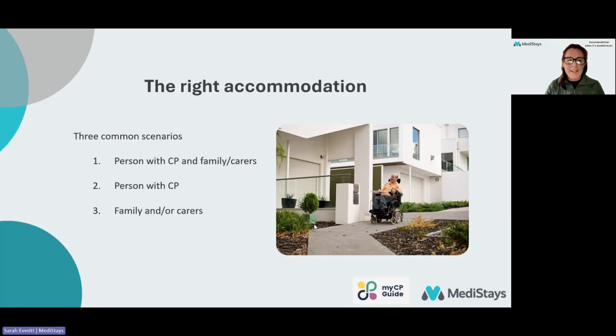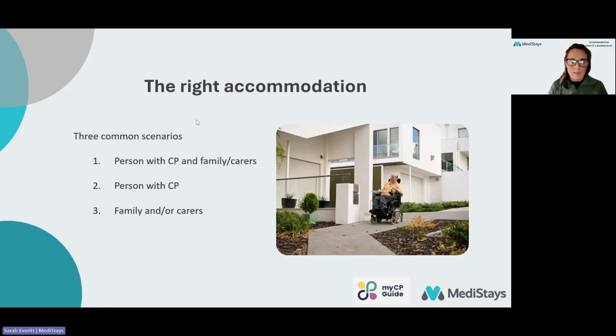So the first one is to think about the right accommodation, and we tend to view this in 3 different scenarios. These are really, like everything and like a CP diagnosis, there are so many variables, but the 3 most common scenarios for finding the right accommodation is to first establish who is staying near the hospital or the facility, and that is often a person with CP staying with one or more family members or carers.